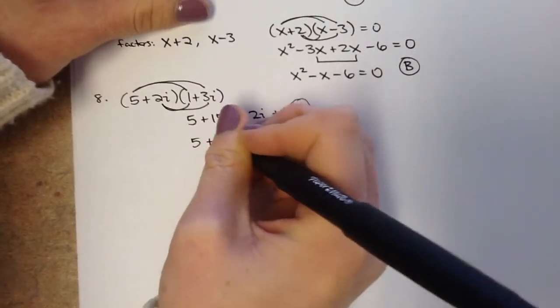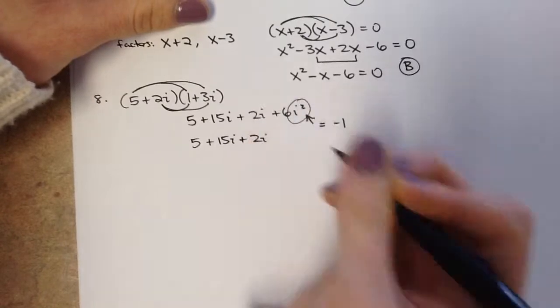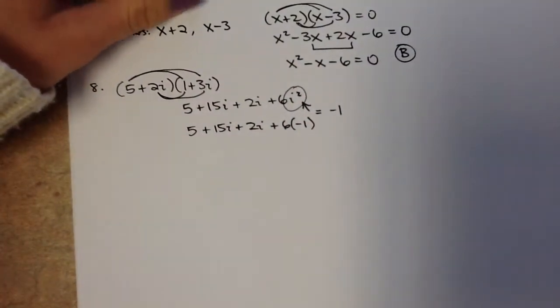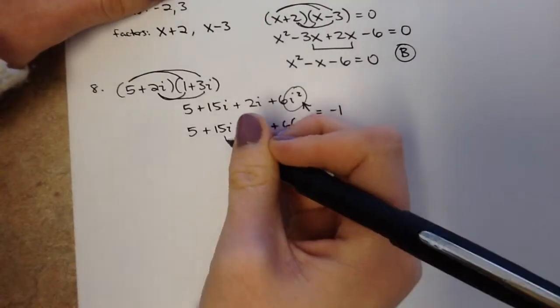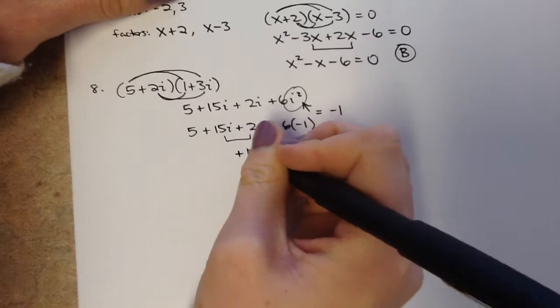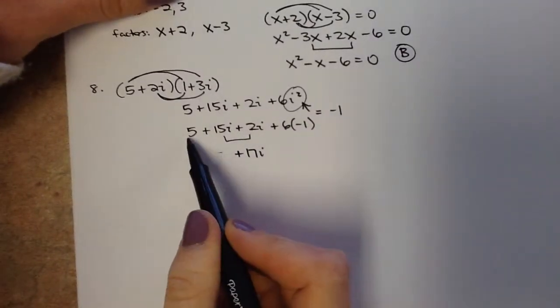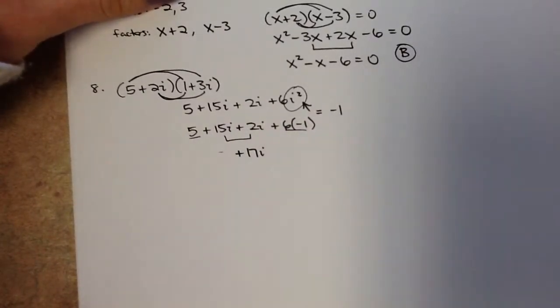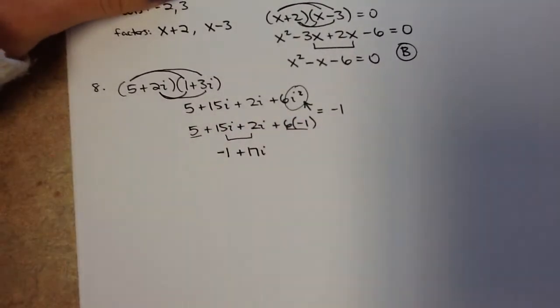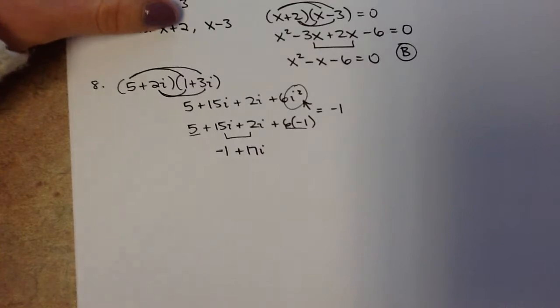5 plus 15i plus 2i, and then plus 6 times -1 instead of an i squared. So I can combine these two, which combines to a positive 17i. Now let's take care of my numbers. This is 5, this is -6, so 5 and -6 gives me -1. All right, so that is my new complex number, and that is letter H.